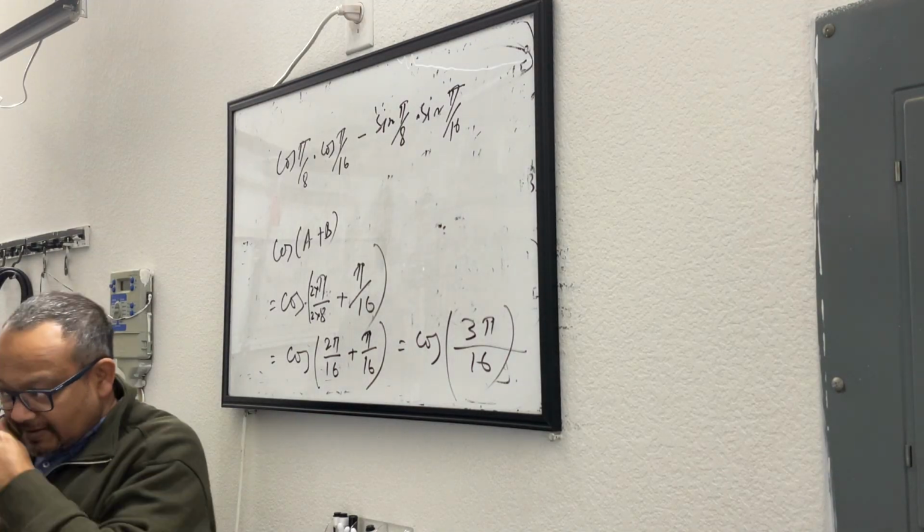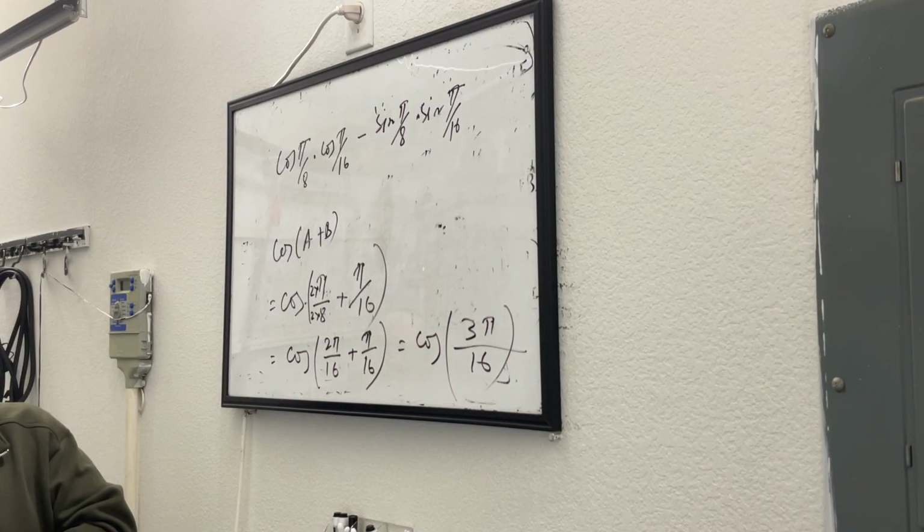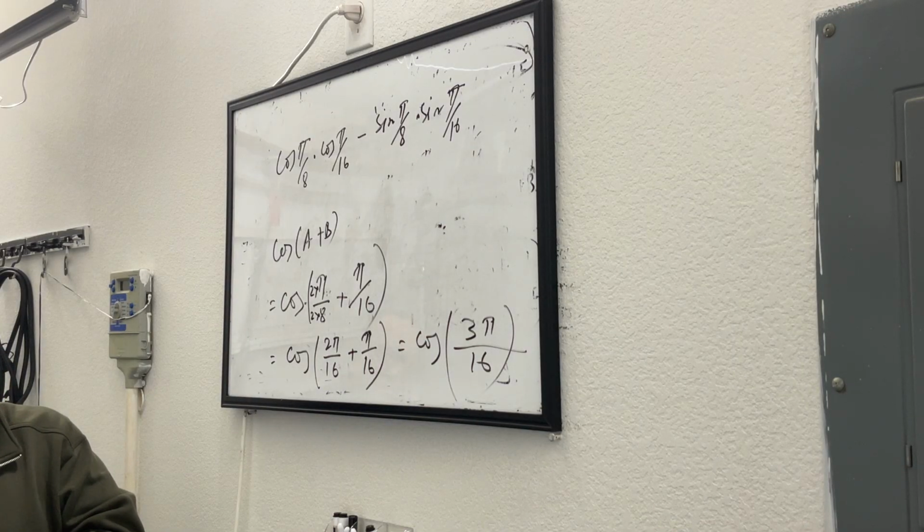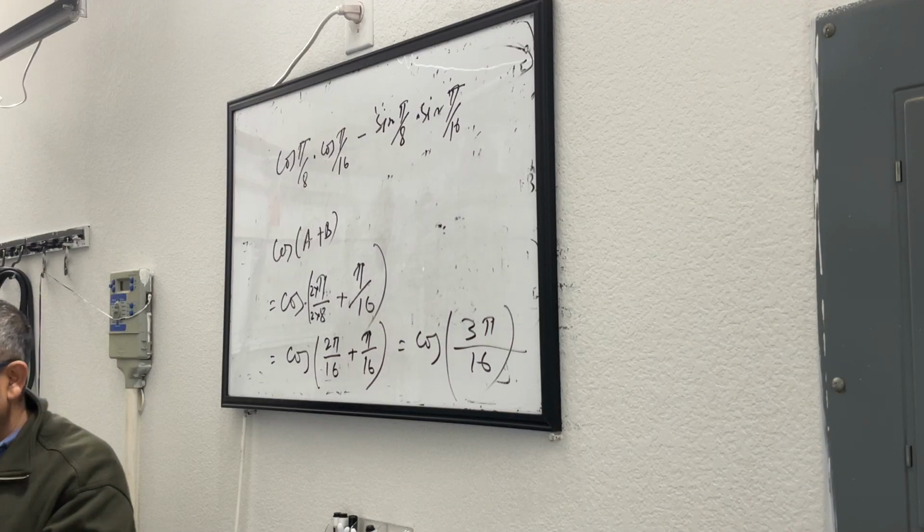So cosine of 3 pi over 16 is pi over 6, and then cosine of... No, this is not. No? This is not. 3 by 16 is not pi over 6. 3 by 18 would be pi over 6.